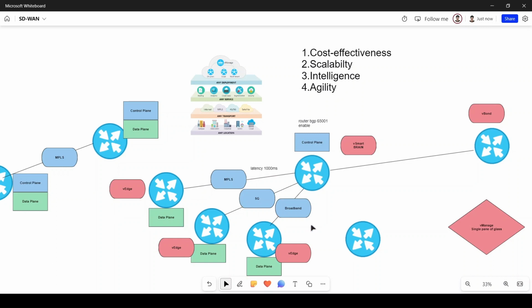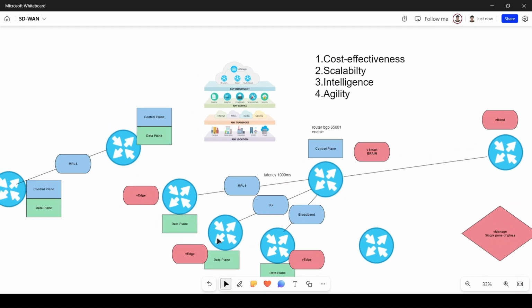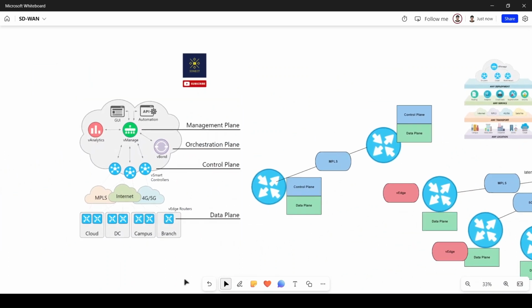They have four primary components, which is, again, vEdge, the data plane, vSmart, the control plane, vBond, the orchestration tool, which connects all other components of SD-WAN, and vManage, the management plane tool, which allows for easy monitoring and management of the entire SD-WAN fabric. As you can see from the picture, the same thing here.